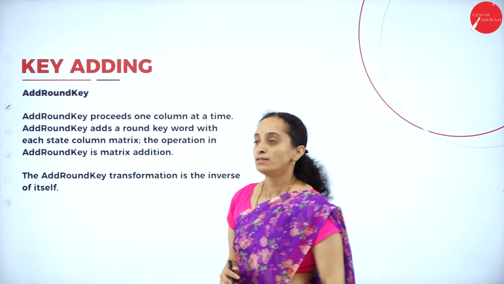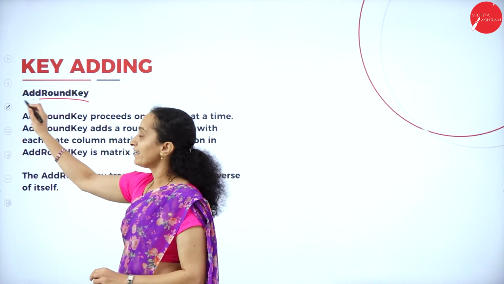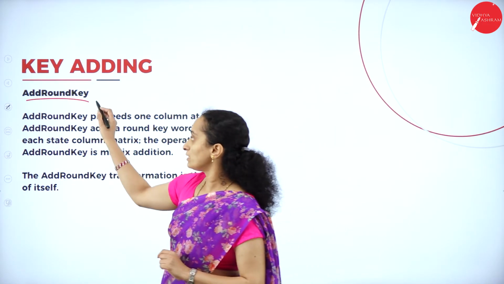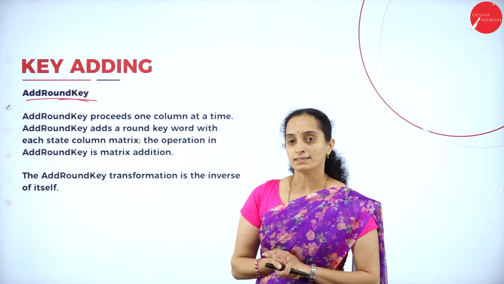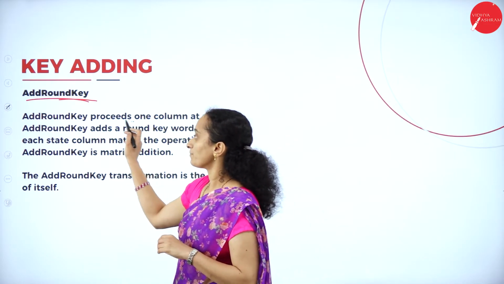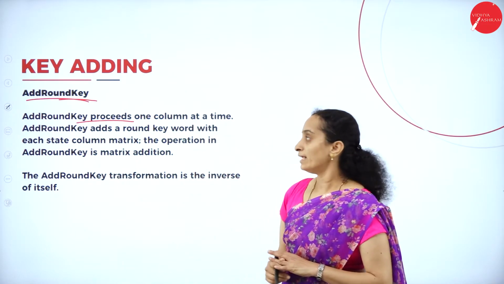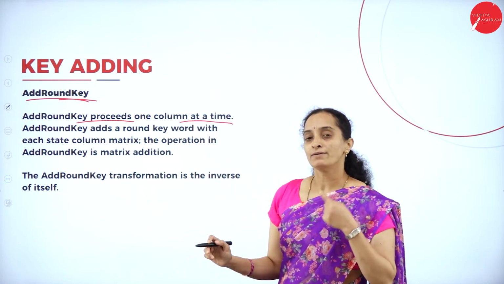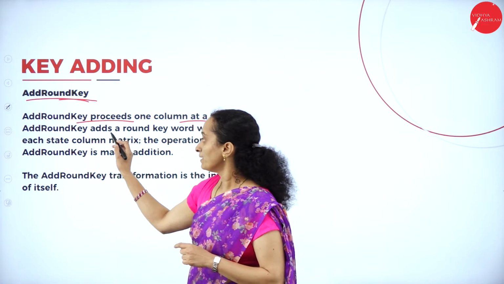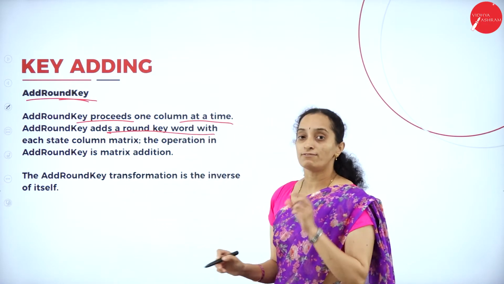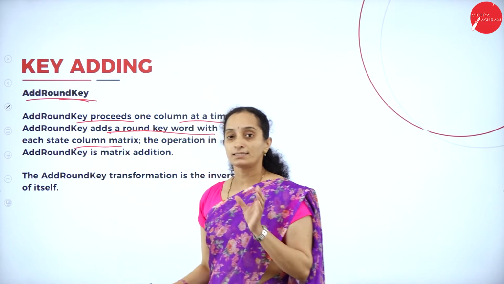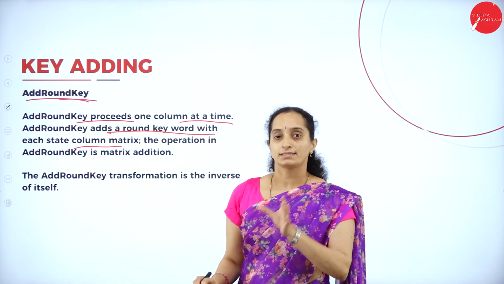Then we have the procedure of adding a key. How do you add a round key to the encryption and decryption procedure? The add round key proceeds one column at a time. The round key is added for one column at a time. It adds a round key word. Each word is added with each state column matrix.